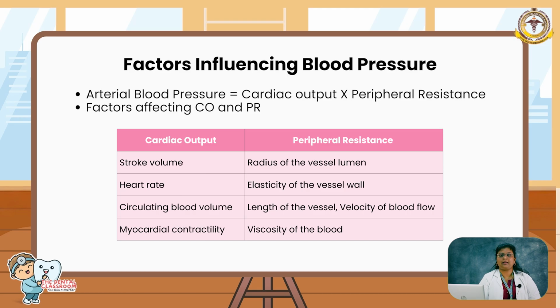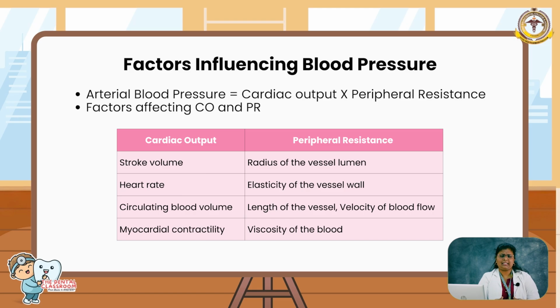And whenever the length of the blood vessel increases, according to the peripheral tissues where it reaches, the blood pressure also decreases. Elasticity of the vessel wall: whenever the vessels are more elastic, so if the compliance of the vessel is good, the peripheral resistance is less and blood pressure also will be less. So in turn this also decides the blood pressure in a person.